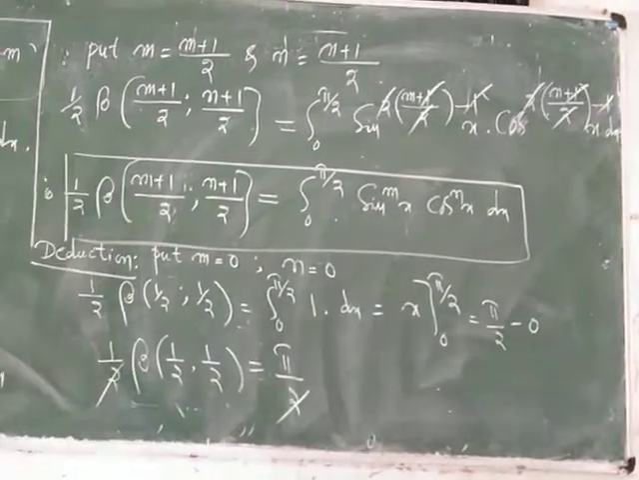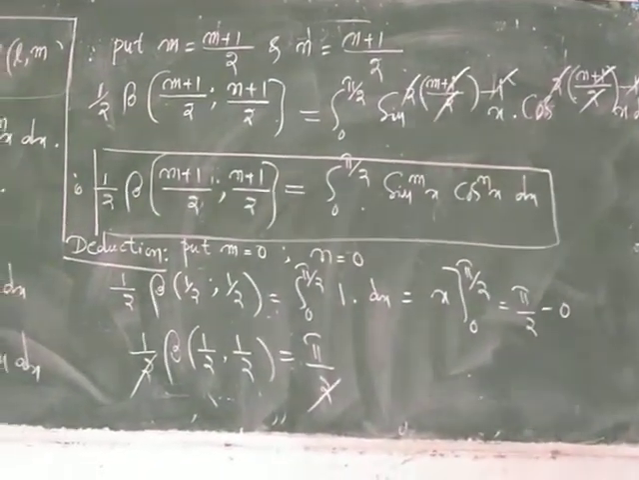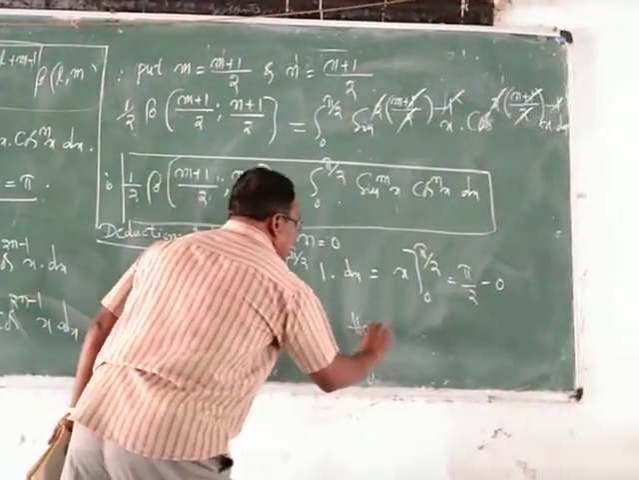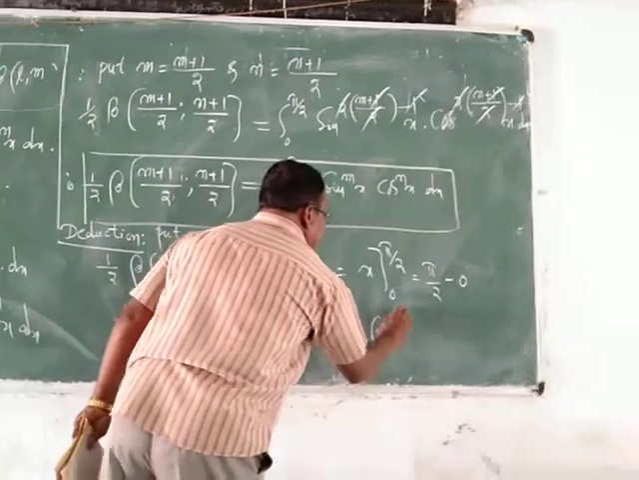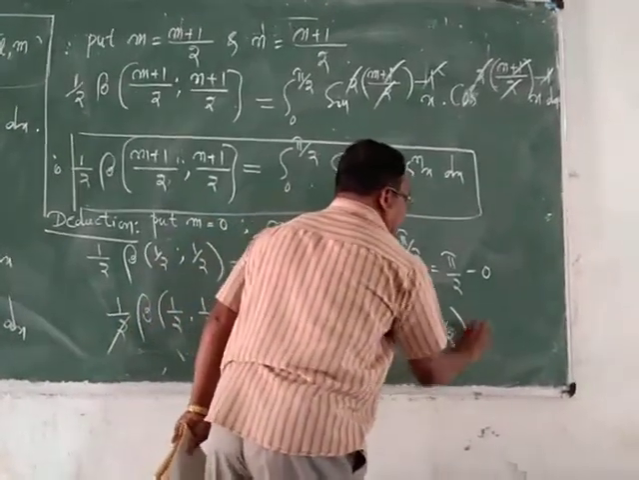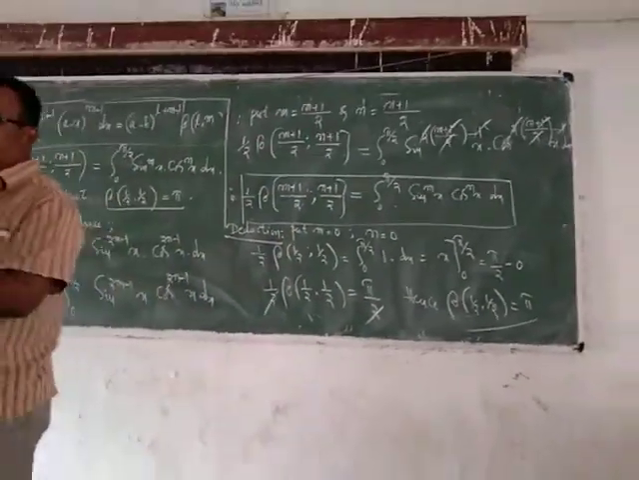This 2 cancels on both the sides. Hence your deduction is beta half comma half is equal to pi. This is what we wanted to deduce.